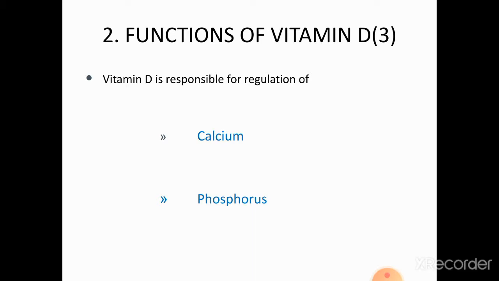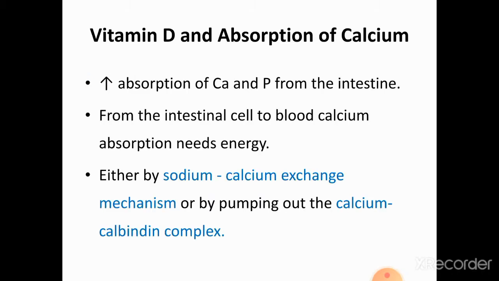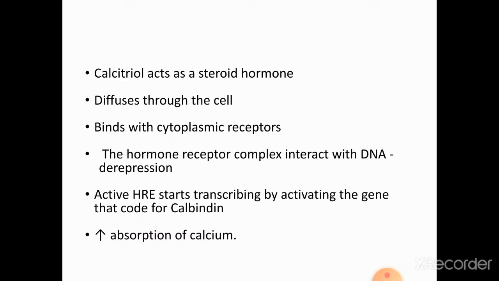Vitamin D is responsible for the regulation of calcium and phosphorus. So vitamin D and absorption of calcium, first we can explain. It increases the absorption of calcium and phosphorus from the intestine. Vitamin D helps the absorption of calcium and phosphorus from the intestinal cells to the blood. Calcium absorption needs energy, either by the sodium calcium exchange mechanism or by pumping out the calcium complex. It is utilizing that energy.